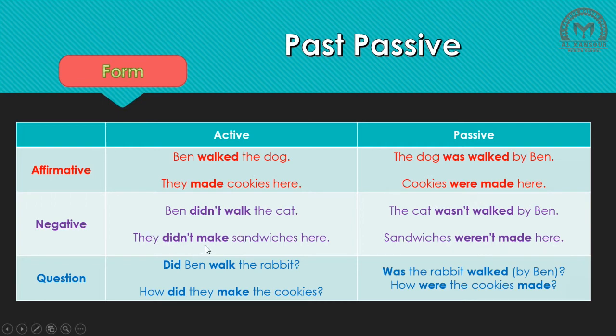Okay, so in negative form, in the active, the verb stays in the infinitive form. We don't add anything because didn't is in the sentence. But in the passive, we don't do that. Even if we add the was or were, we still change the verb to the past participle form. Sandwiches were made, okay? Did Ben walk the rabbit? Was the rabbit walked by Ben? Okay, so we change the helping verb, we put it at the beginning of the sentence in a question form, even if it is passive, okay? How did they make the cookies? How were the cookies made?